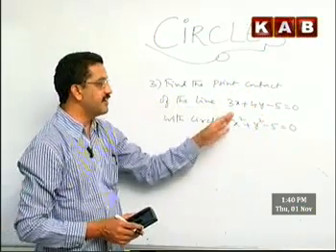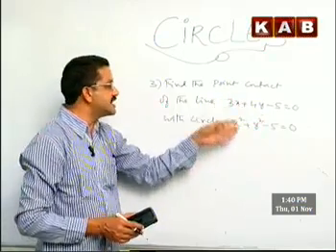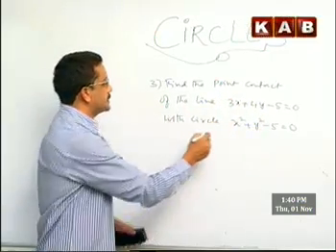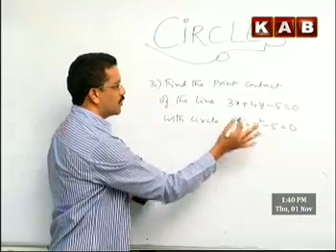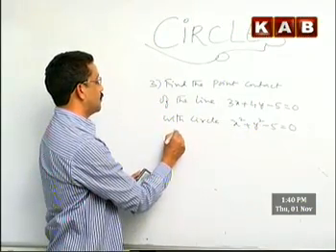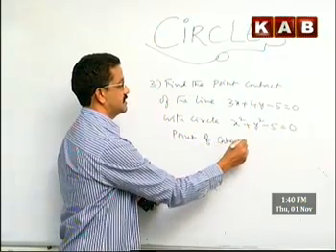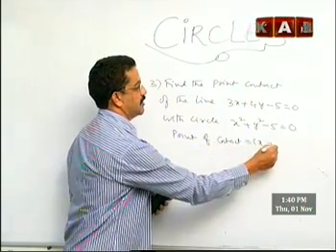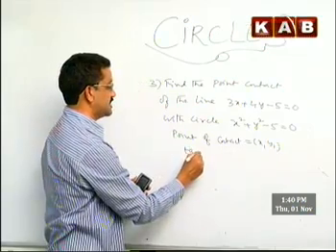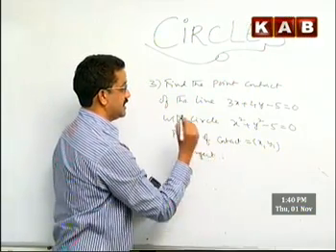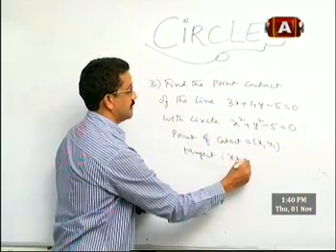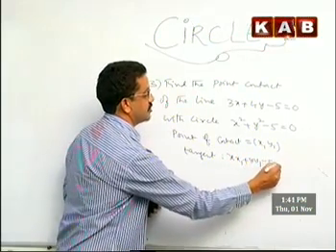We have to find where it is the tangent. I don't know the point of contact, so let me call the point of contact (x1, y1). Then the tangent is xx1 plus yy1 minus 5 is 0.